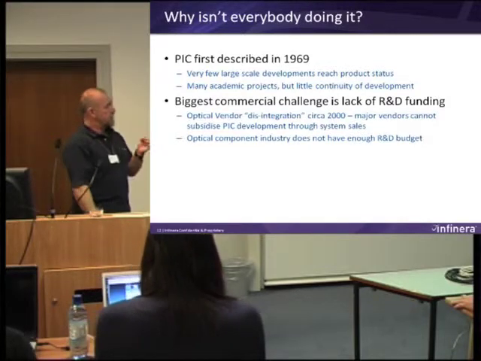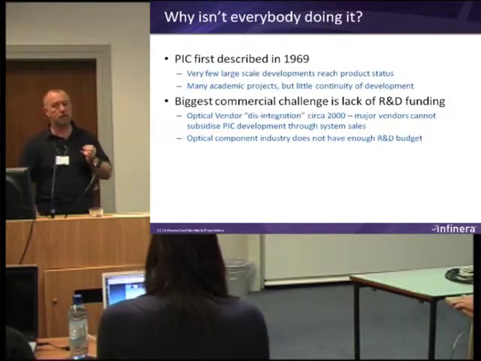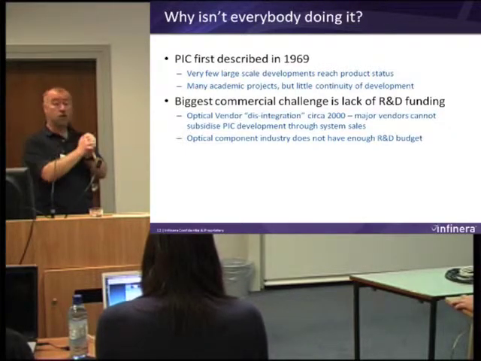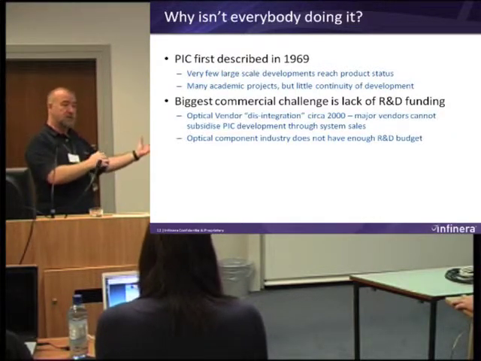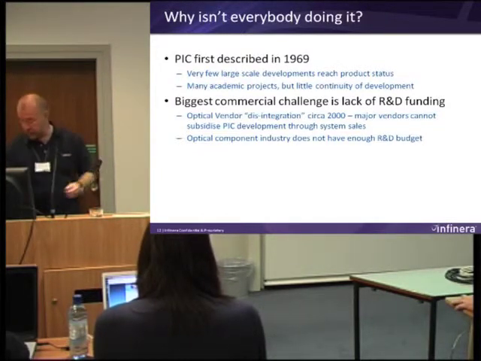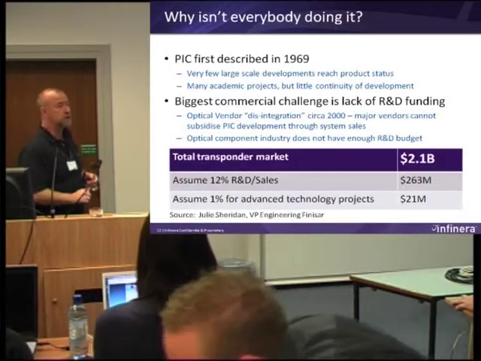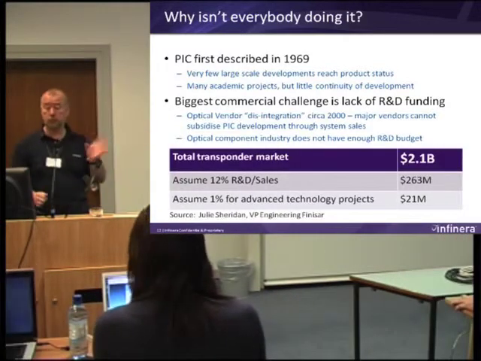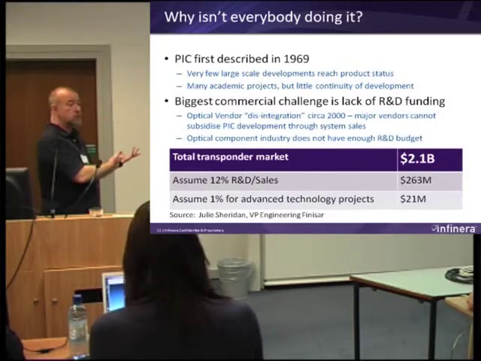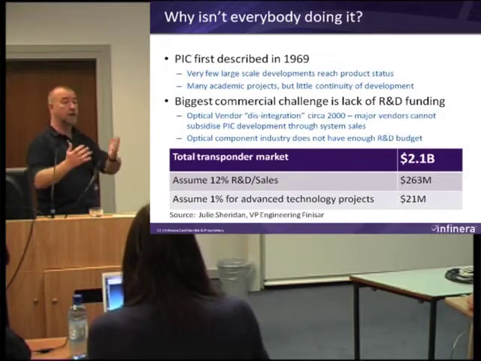Commercially then, the biggest challenge is the lack of R&D funding, because the only companies today that could build PICs are optical component companies. Optical system vendors sold their component divisions back in 2000 when they needed cash. And if you look at the total worldwide market for transponders last year, it was about $2.1 billion. Rule of thumb says that you use 12% of that sales revenue for R&D.